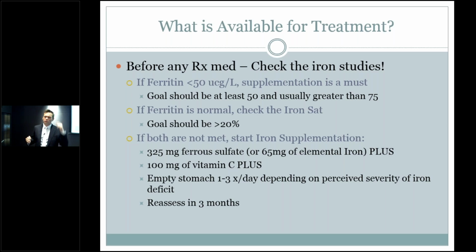Our normal range on our iron saturation, I think, is like 15 is the low point. Anything below 20 is associated with some level of restless legs at times. So we really do try to get that iron sat up too. Iron supplementation initially starts with 325 milligrams of ferrous sulfate, or 65 milligrams of elemental iron, plus 100 milligrams of vitamin C. I usually just tell them to take it with a cup of orange juice, and it should be done on an empty stomach. I typically start daily and recheck it in 3 months.